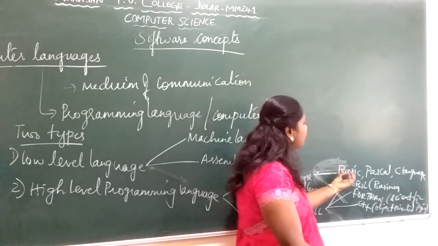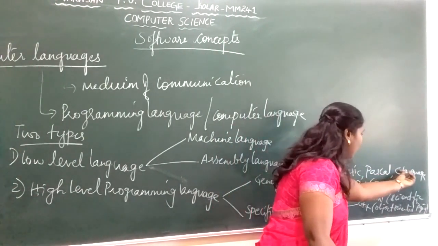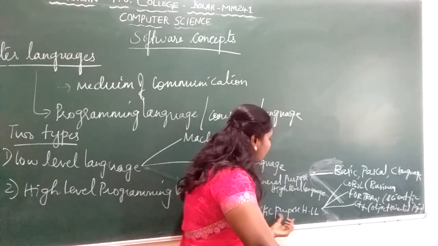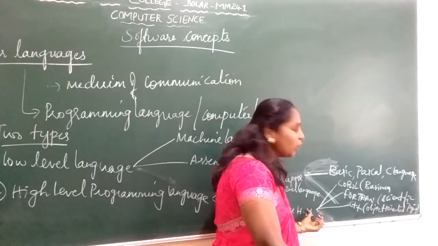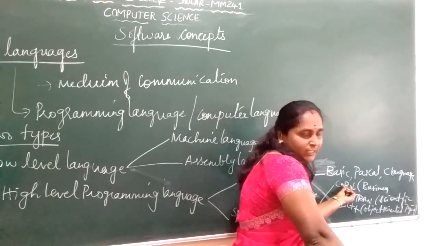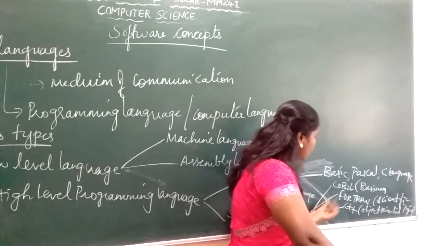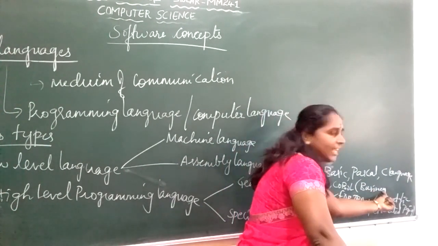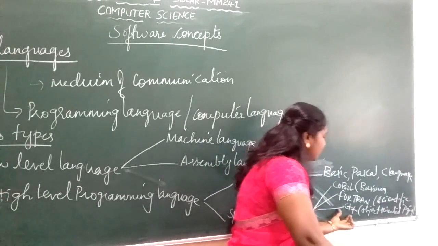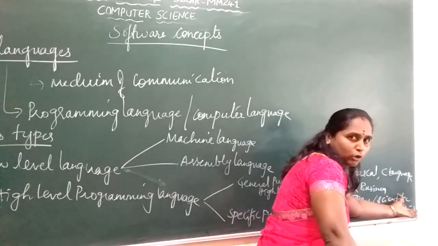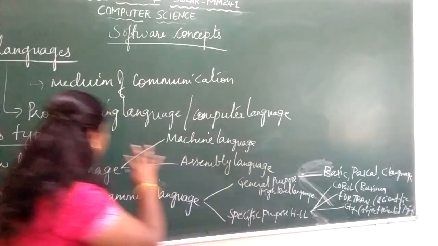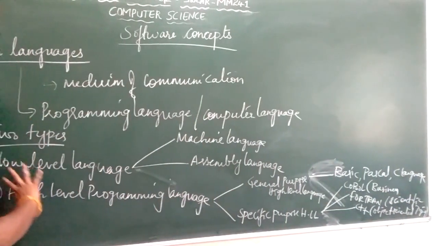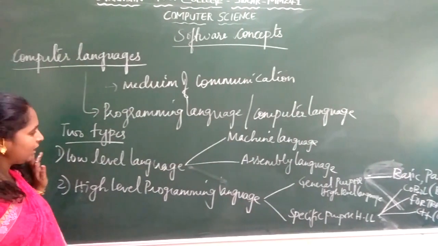In general purpose, you have BASIC, Pascal, and C languages. In specific purpose high-level programming languages, you have COBOL, which is specific for business applications. FORTRAN is specific for scientific applications. C++ is specific for object-oriented programming. So this is how languages are broadly classified into the two types.